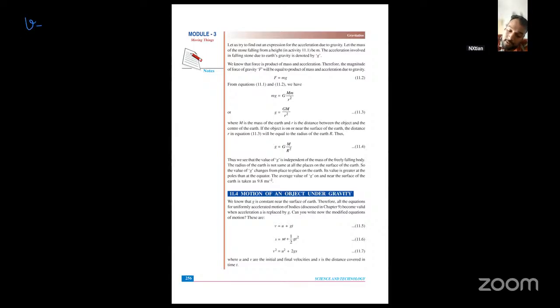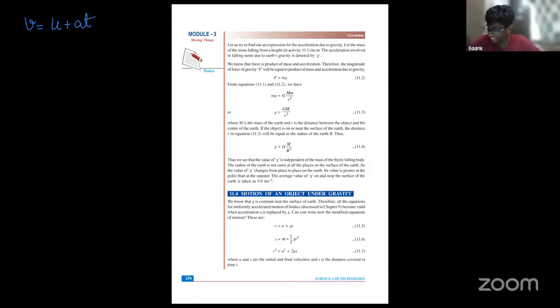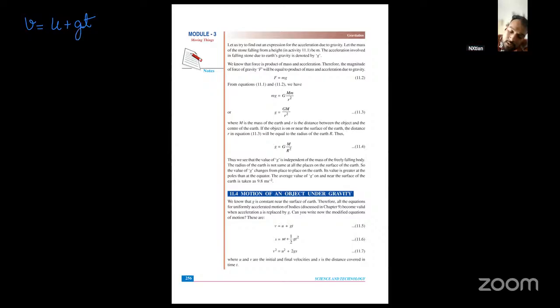So first is V is equal to U plus AT. U plus AT, basically, but we'll take GT. Then S is equal to UT plus half GT square, and V square is equal to U square plus 2AS. Basically, we should know these three laws of equation. This is first, this is second, and this is third.